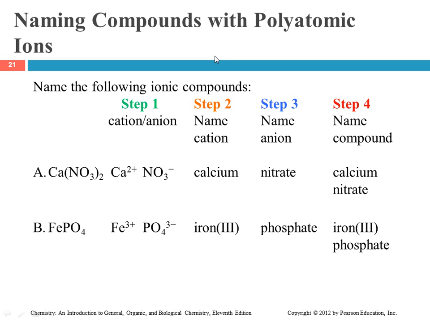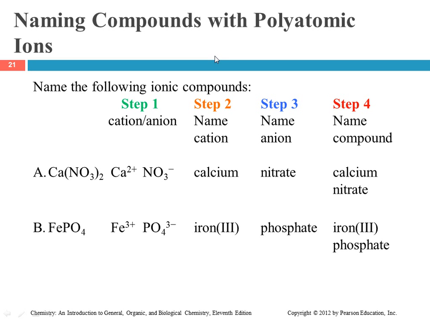So if you go back to classification 2, how did we name those metals and non-metals? You just straight named them. You named the metal and then you named the non-metal, except we ended in IDE. But here we have a polyatomic ion. You see this parenthesis, that's a key right away that that group of atoms is a polyatomic ion.